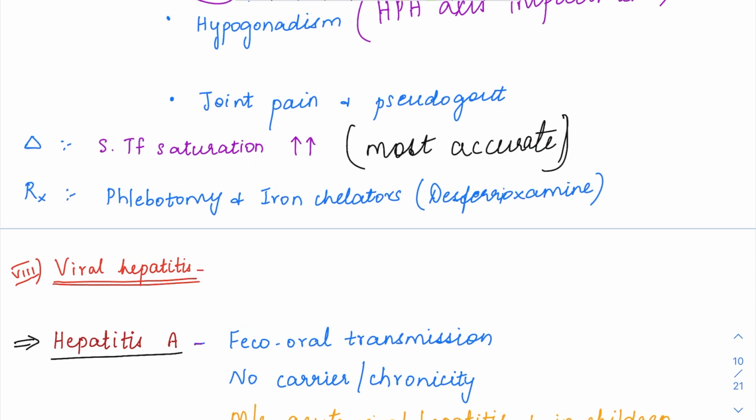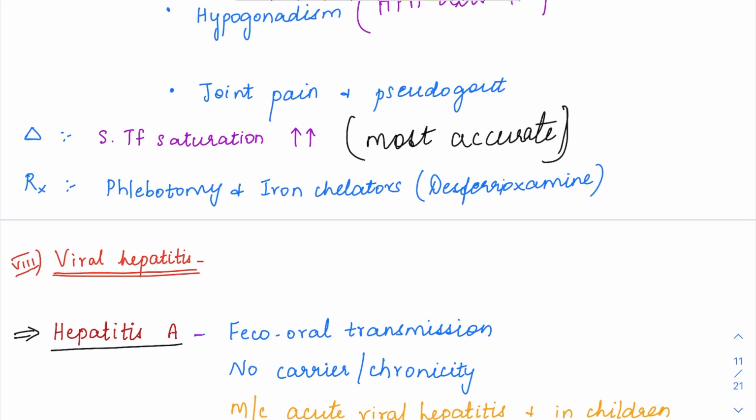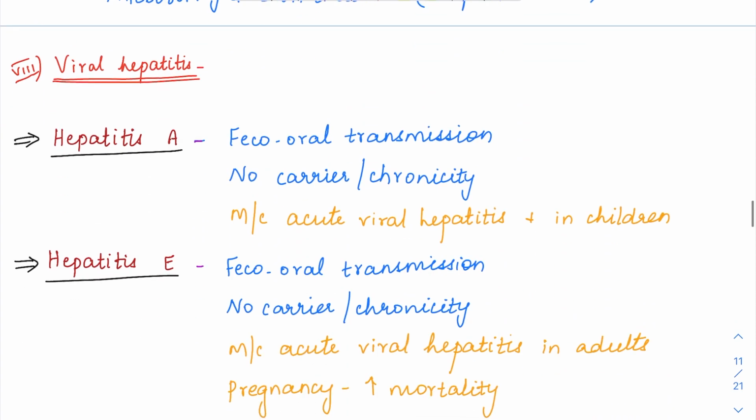And how do you treat? You'll have to remove this iron overload, right? So we can chelate this iron with the help of iron chelators like desferrioxamine, or you can do a phlebotomy.